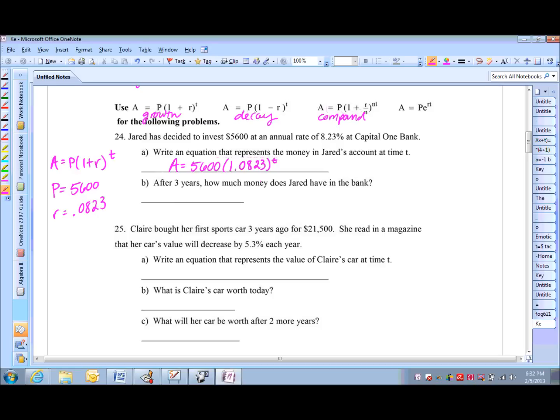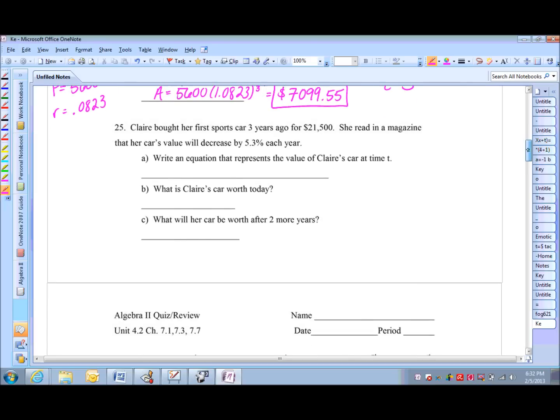In part B, they ask us after 3 years, how much money does Jared have in the bank? So this just tells us that T is equal to 3. So we're going to plug into our calculator A equals 5,600 times 1.0823 raised to the third power. And when we type that into our calculator, it should give us $7,099.55. So after 3 years, that's the amount of money he'll have in his account.